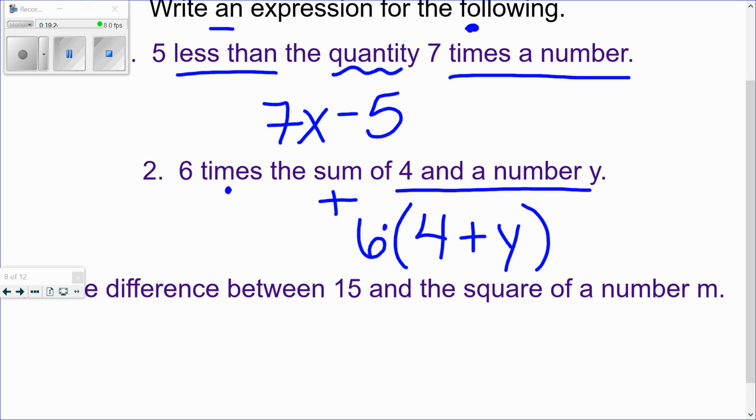By the way, if you see quantity, like that last one up there, you can put a parentheses around what follows. Like I could put a parentheses around this 7x if I wanted to. I don't need to in that problem, but quantity is sometimes a keyword. All right, difference means subtract. 15 and the square. What does it mean to square a number? What's that going to look like mathematically? That wasn't in our chart.